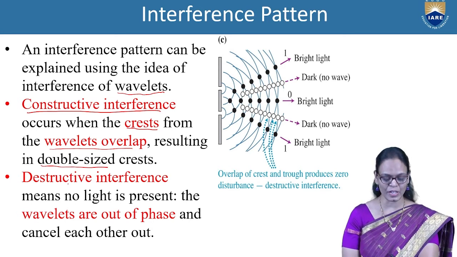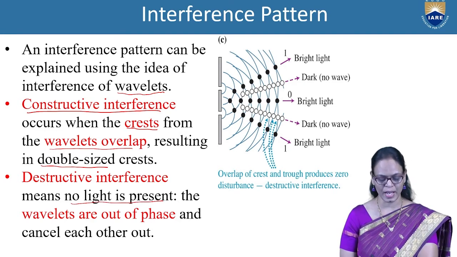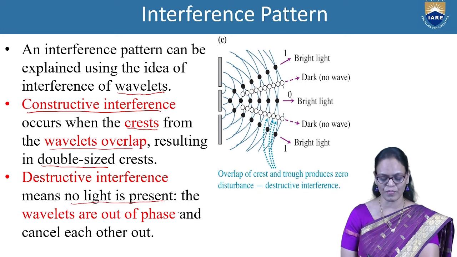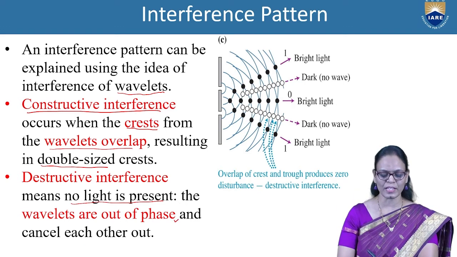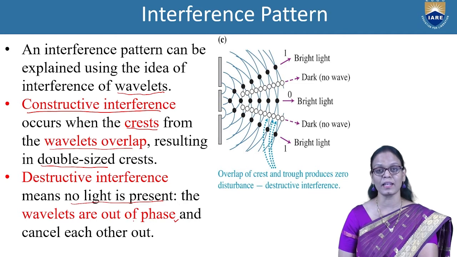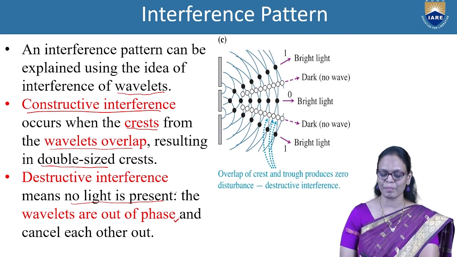Now, destructive interference means no light is present. Means the wavelets are out of phase and they cancel each other. Out of phase here means the crest falls on the trough. So crest falls on the crest, you are getting double-sized crest. But when a crest falls on a trough, they cancel out each other. They are out of phase and then you will have no light there. So you see the example here.